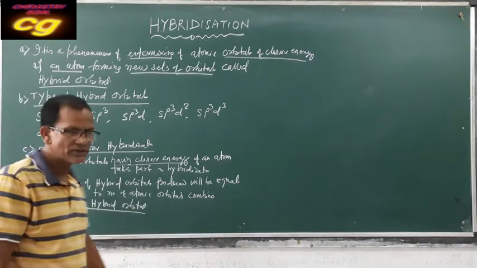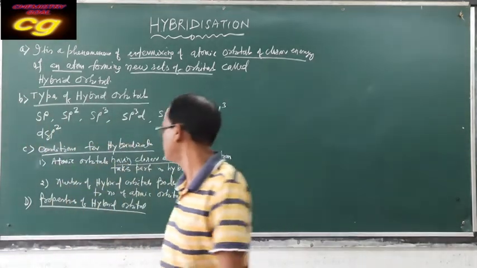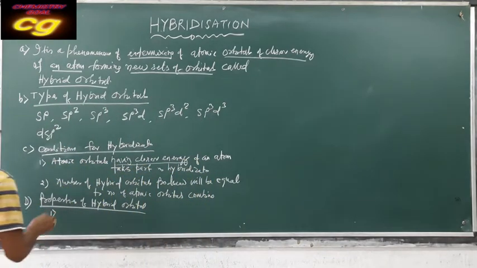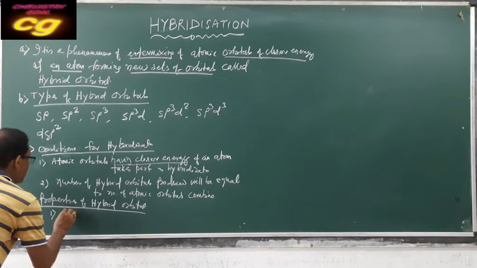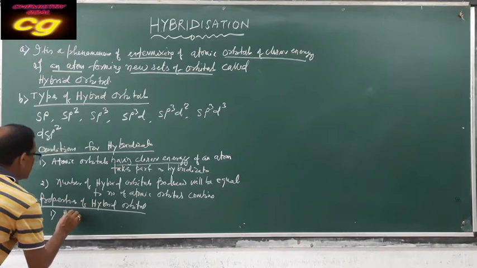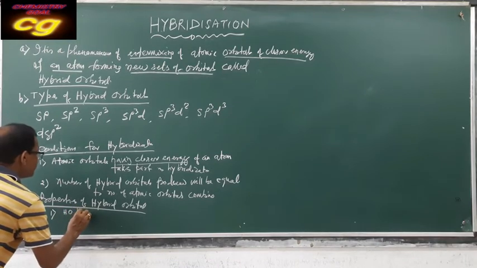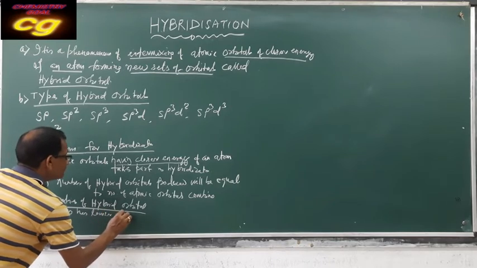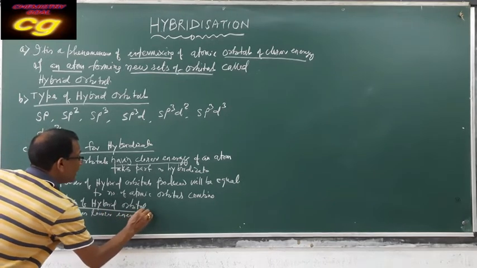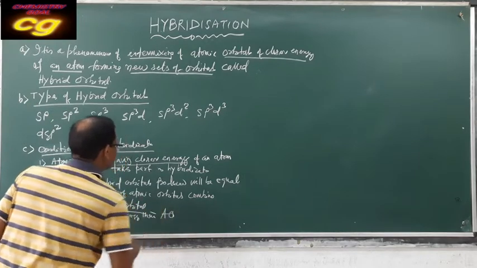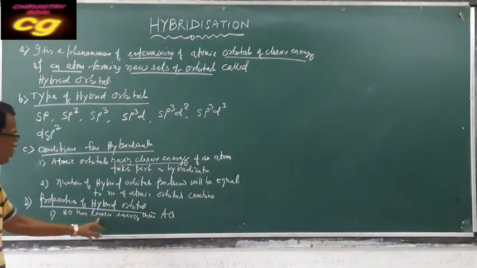What are the properties of hybrid orbitals? First property is hybrid orbitals have lower energy than atomic orbitals. Hybrid orbitals have lower energy than atomic orbitals.